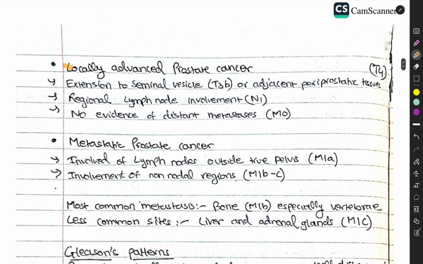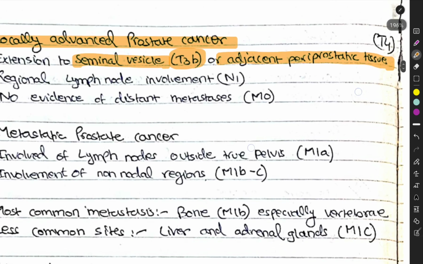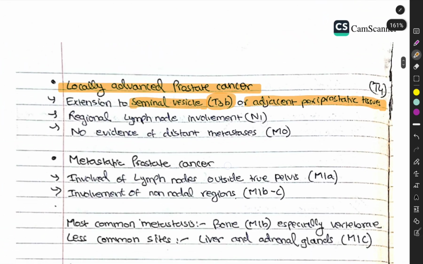Then you have locally advanced prostate cancer, with extension to the seminal vesicle, which will be graded as T3B. Adjacent periprostatic tissue involvement means the tumor has gone to tissues around the periphery of the prostate. It will get a T4 grading. Regional lymph node involvement will be called N1. No evidence of distant metastasis is M0, no metastasis.